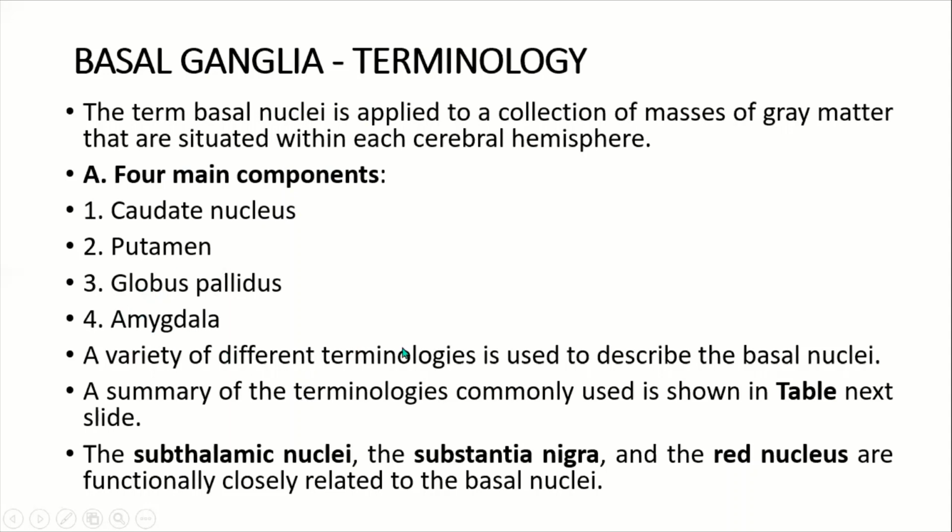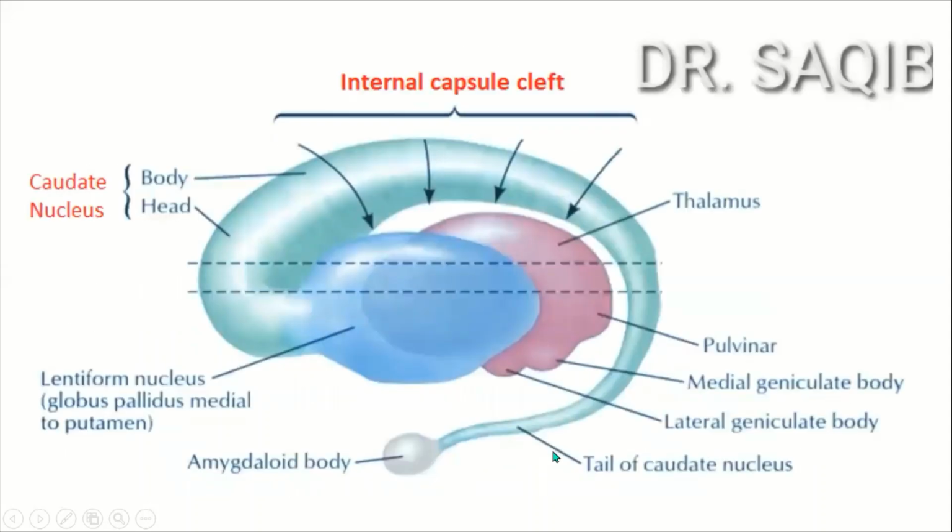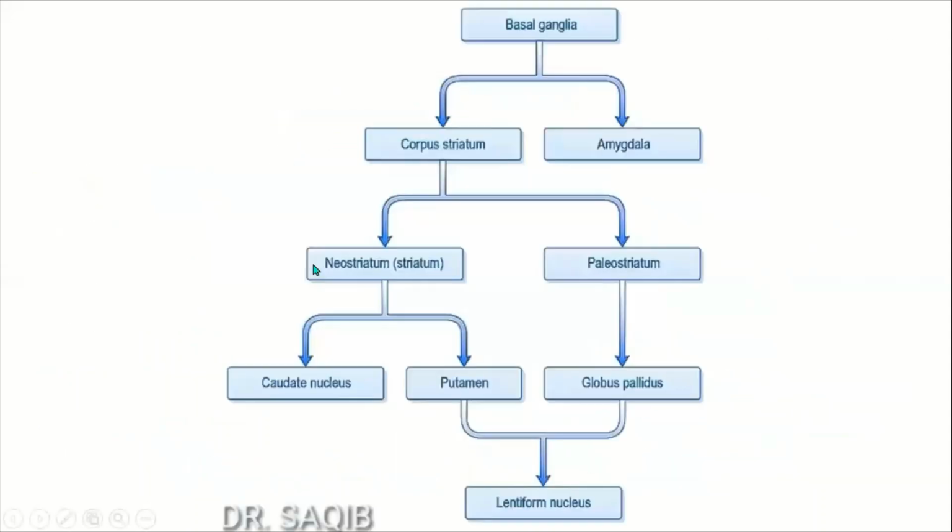And a variety of different terminologies is used to describe the basal nuclei. A summary of the terminologies commonly used is shown in the table on the next slide. And the subthalamic nuclei, the substantia nigra, and the red nucleus are functionally closely related to the basal nuclei. So let's move on. First of all is the picture, then I will discuss this table.